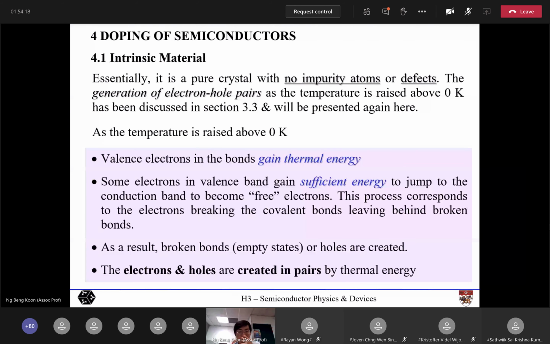At room temperature, you do get some electron-hole pairs being generated, but the number is typically small. So in order for a semiconductor to be useful, you have to be able to change the numbers of electrons and holes in the semiconductor. We do that by doping the semiconductor with what we call impurity atoms, impurity dopants, into the semiconductor.